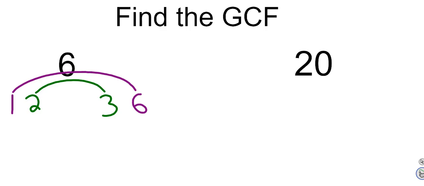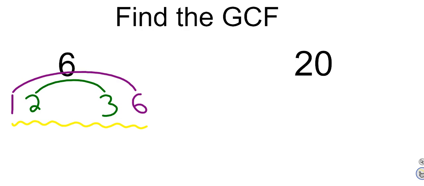Does 3 go into 6? Yes, 3 times 2, but we already have that. Does 4 go into 6? No. Does 5 go into 6? No. Does 6 go into 6? Yep, but we have that. So what we have in our little rainbow is the numbers that go into 6, and these numbers are called factors. Any number that goes into 6, these are all the factors of 6.